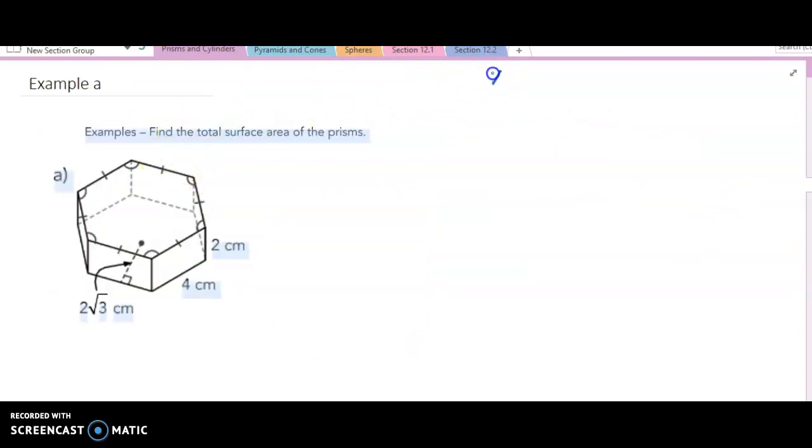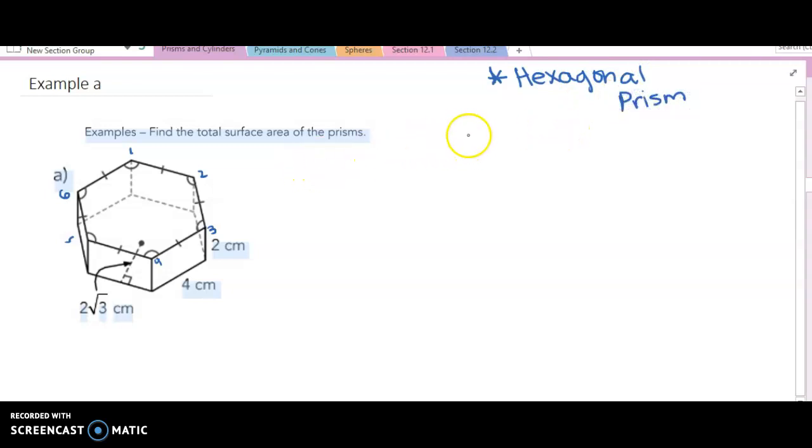All right, so let's look at this example. Okay, this is a 1, 2, 3, 4, 5, 6. This has 6 sides, so it's a hexagonal prism. Okay, and I want to find the surface area. So the surface area is going to be the lateral area plus 2 times the area of the base. Okay, well, let's go ahead and find the area of the base. Okay, here's the base right here. So the area of the base is going to be 1/2 times the apothem times the perimeter.